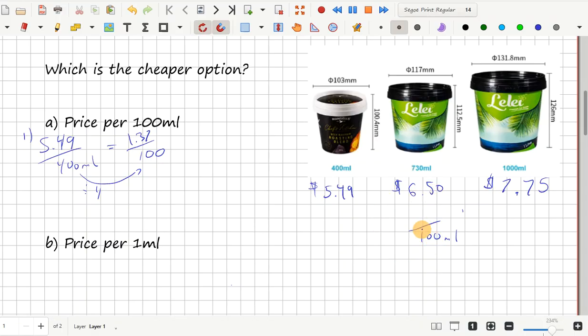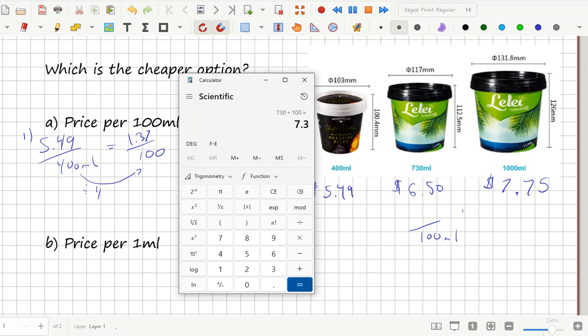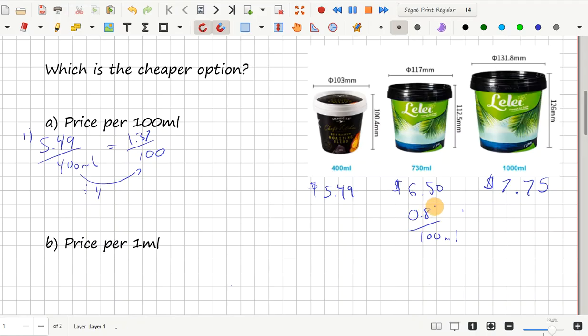And the price, $6.50, I'm going to divide it by 7.3 as well. So I get $6.50 divided by 7.3, and I get 89 cents, 0.89, and that would be in dollars.